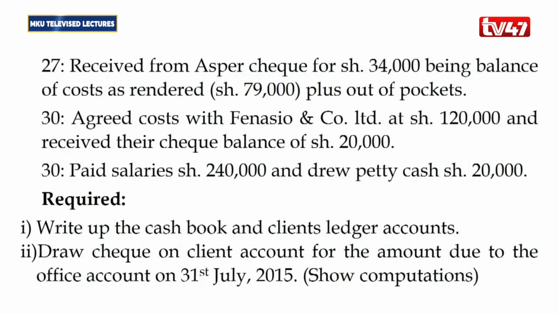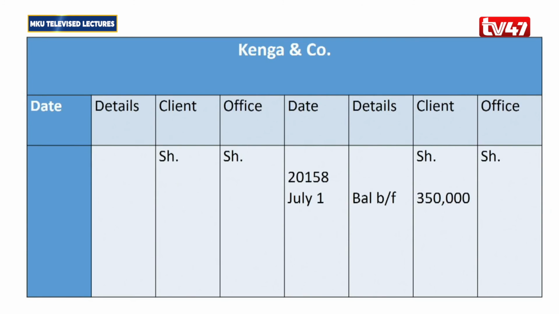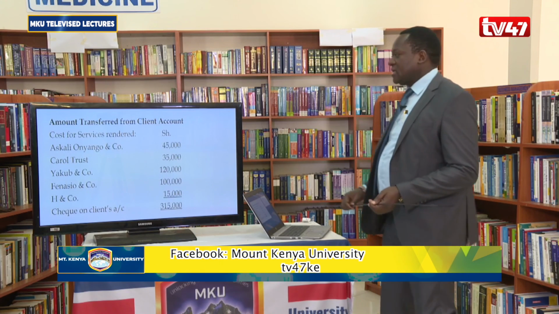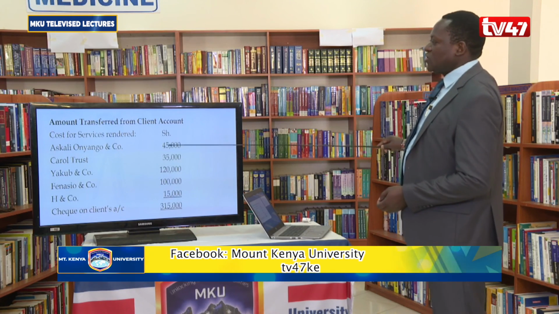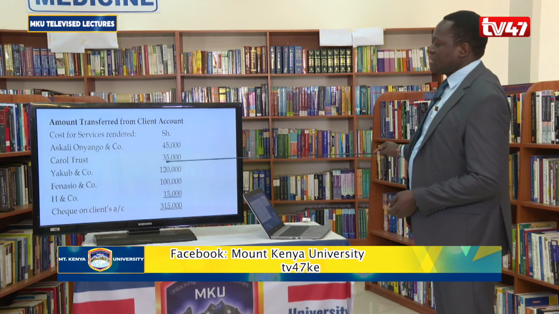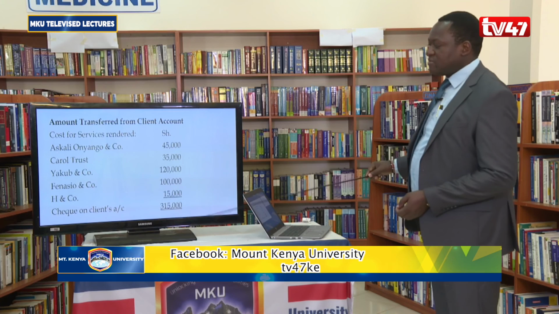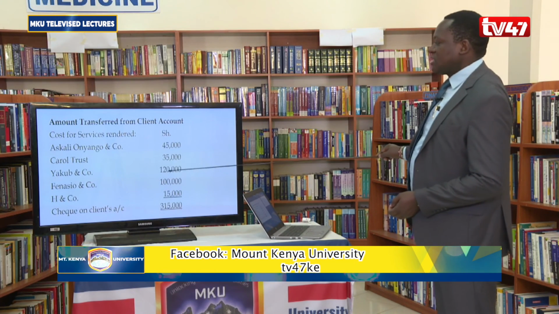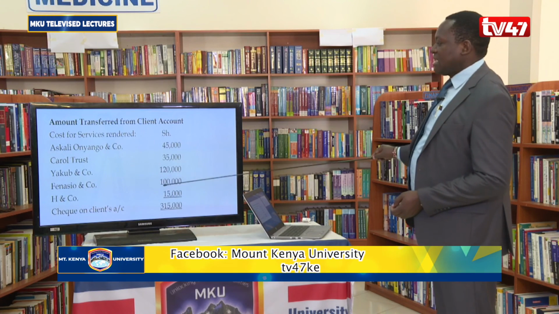So, in other words, that is how the cash book will look like, and that is how the various clients' accounts will look like. And eventually, as I've said, the other thing that you needed to have done was to come up with this particular check. And we have seen exactly how much each one of these customers is going to supply. This one will provide 45,000. That is how much is going to go to this particular account. This particular check, Yakub 120, then financial 100, and then H&C.